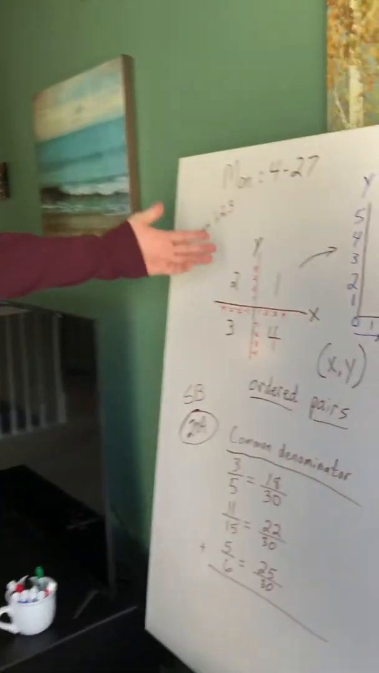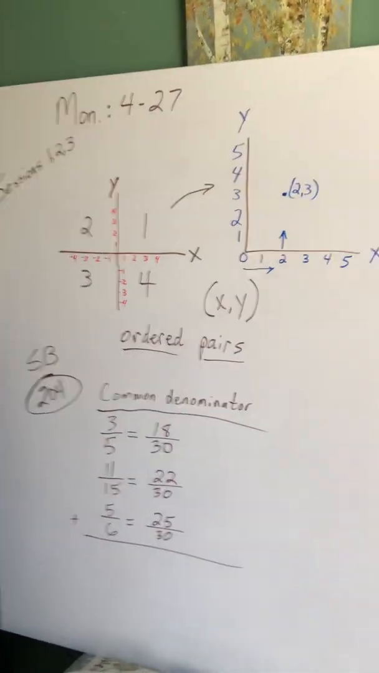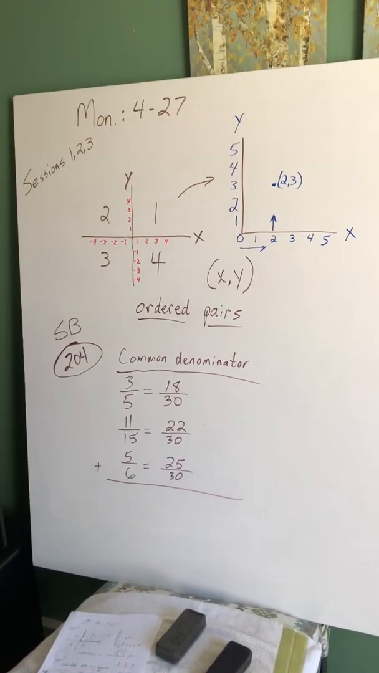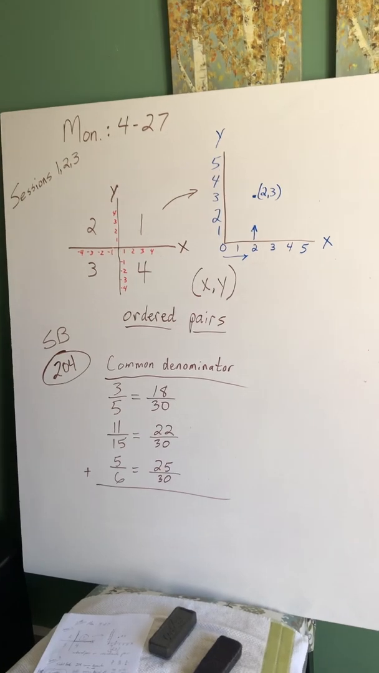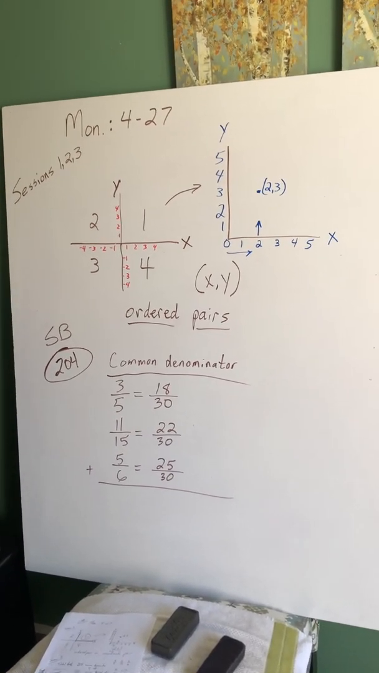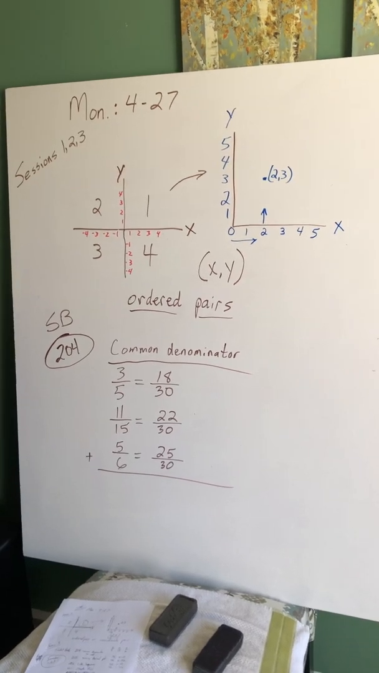So this is basically session 2, I believe. We do some ordered pairs, also known as coordinate pairs. Bridges calls them ordered pairs or coordinate pairs, so don't get confused, they're the same thing.